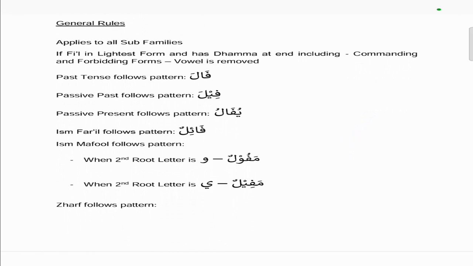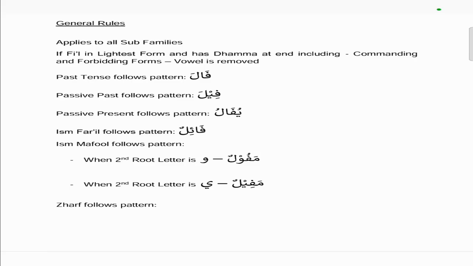So the general rules, which apply to all the 3 subfamilies that we mentioned before, 1, 2, and 4: if the fi'l is in its lightest form and has a dhamma at the end, including the commanding or forbidden forms, then the vowel is removed. The past tense follows the pattern fa'ala. The passive past follows the pattern fu'ila.